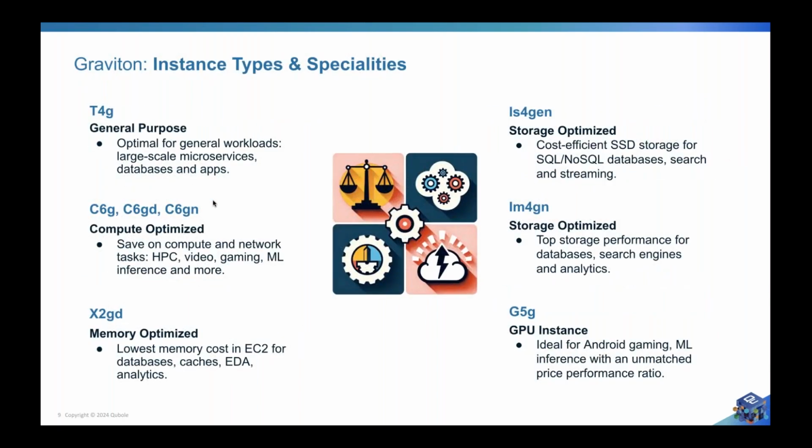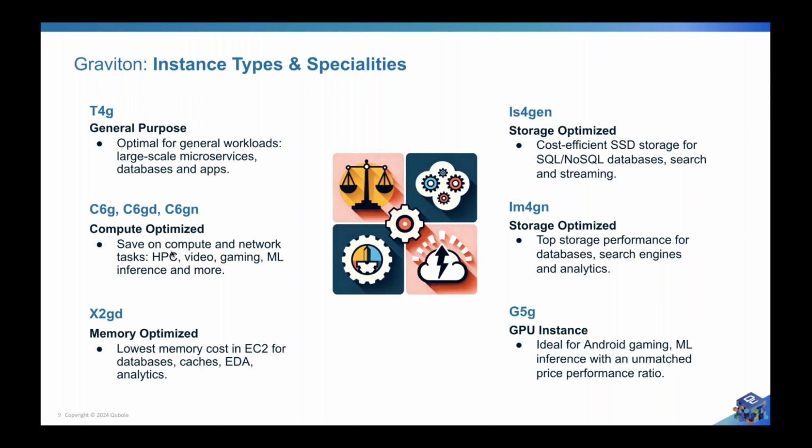Now, these are various instance types that are available, and all of them would be available on Qbol. Right now, there is something available from a testing purpose. So T4G. I'll just describe quickly what these instances are. T4G, general workloads, and these are microservices. They are similar to the T instances that are available on AWS right now.